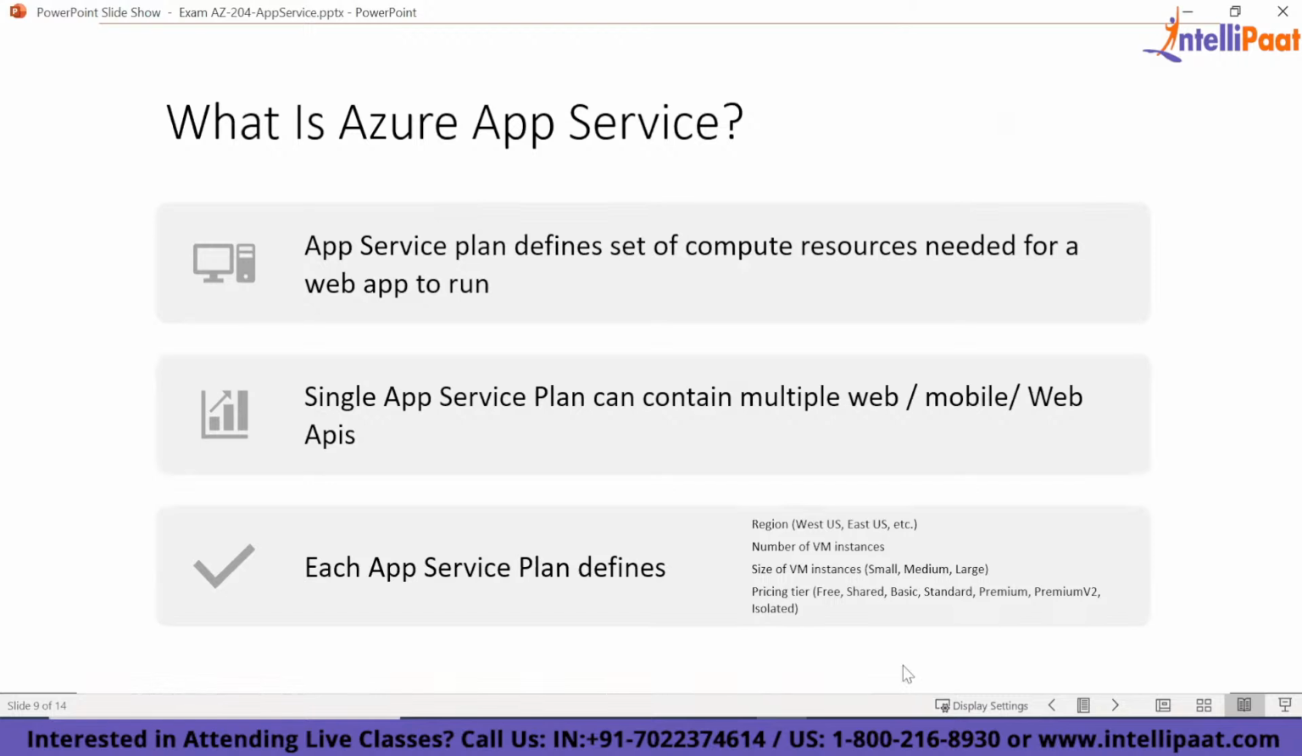Whenever you are creating an App Service plan, there are certain mandatory things. First thing is region, where you want to host your app services and what will be the data center for your app service. Then in how many VM instances you want to host your app service. Depending on your production load, you can choose a single instance or multiple instances. Then you also have an option to choose what type of VMs you want, whether a small VM, medium VM, or a large VM.